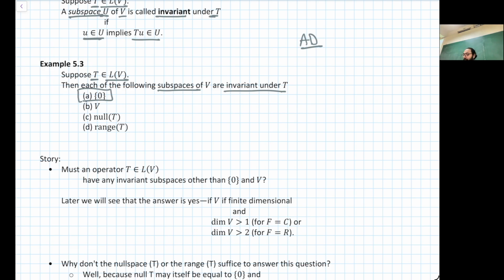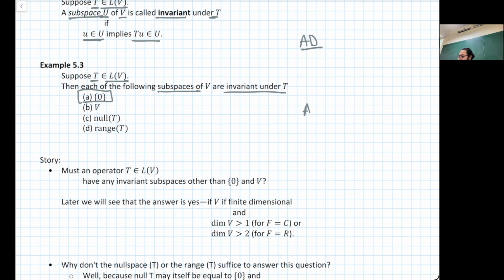Exactly. So the answer is that if I apply any linear operator T on the zero vector, by linearity, it has to be what? The zero vector. So what is it doing? It is sending the zero subspace to itself. All right. What about the entire vector space V?